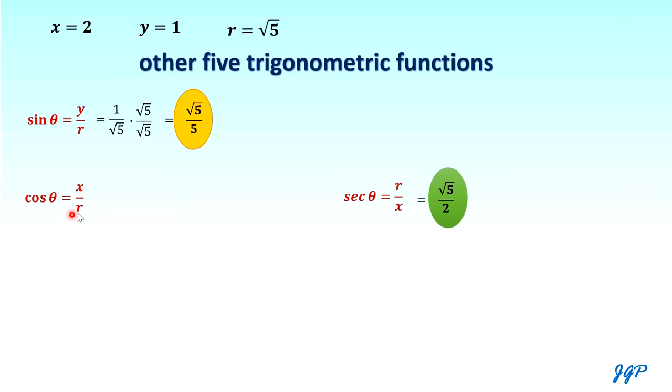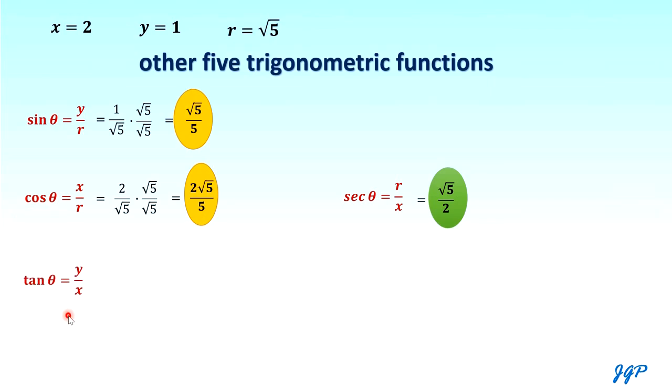For the cosine theta, that is equal to x over r. Replace x by 2 and replace r by square root of 5. So, here it is. So, you have 2 over square root of 5. Again, you have a radical expression in the denominator, meaning you need to rationalize it by multiplying square root of 5 both numerator and denominator. So, ayan na siya. So, let's simplify. 2 times square root of 5, we have 2 square root of 5. Square root of 5 times square root of 5, that is square root of 25. And square root of 25, that is equal to 5. That's why we have now 2 square root of 5 over 5 for the cosine theta.